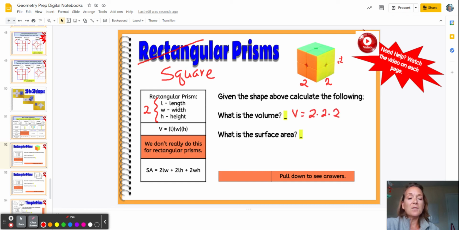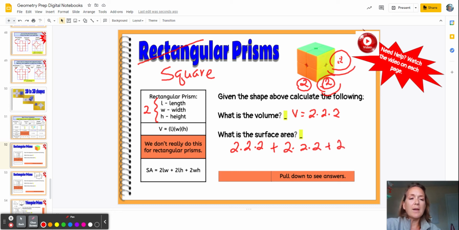And then when we find the surface area, we're going to do 2 times this 2 and this 2. It's going to get to be a lot of 2's. And then 2 times this 2 and this 2 times 2 times 2. And then 2 times our last 2 2's. It's so many 2's. 2 times 2 times 2.